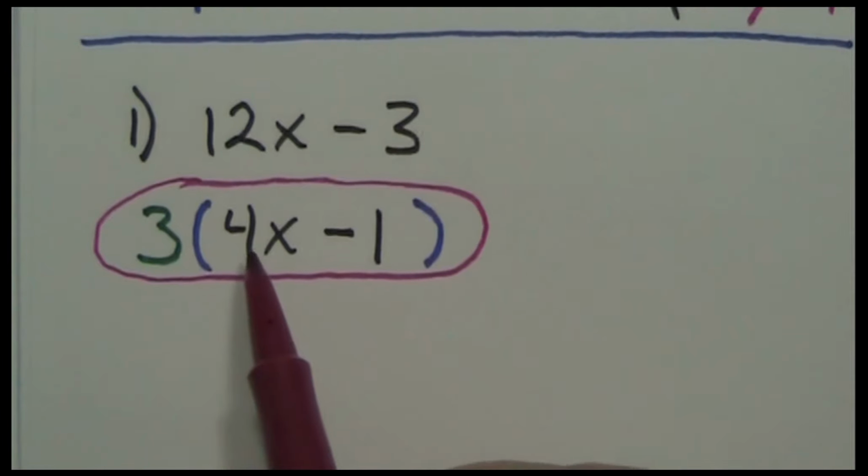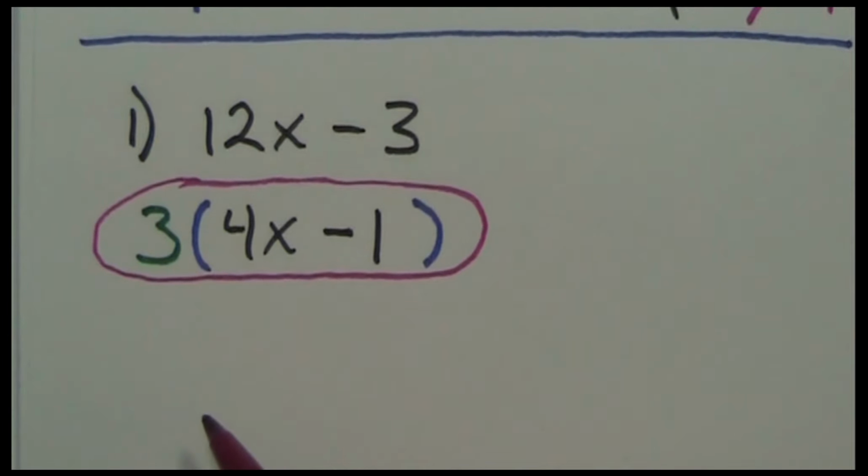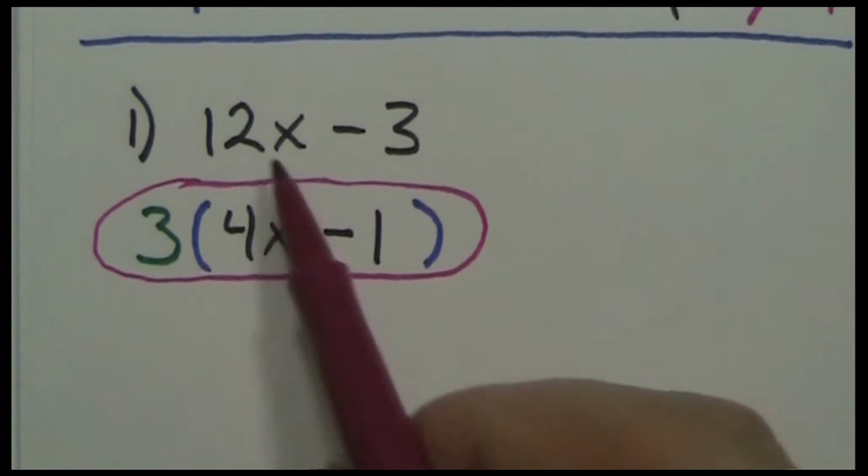That's it. So this is factored. If we were to do distributive property, we would go backwards.